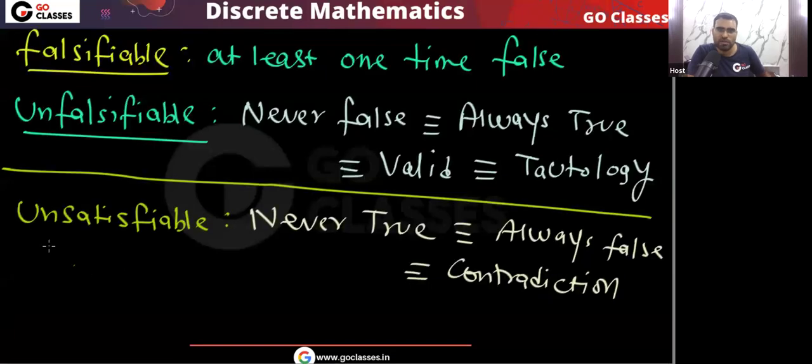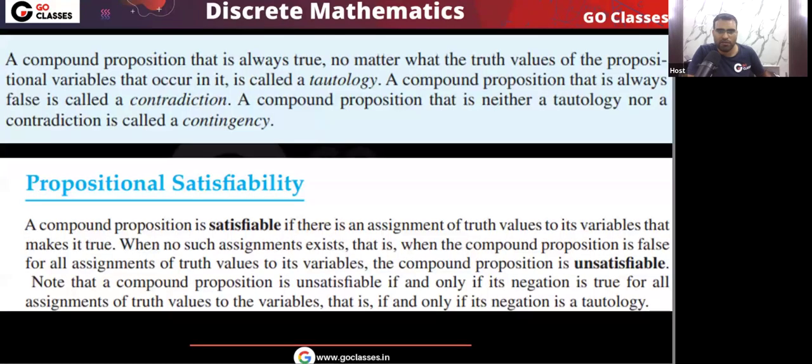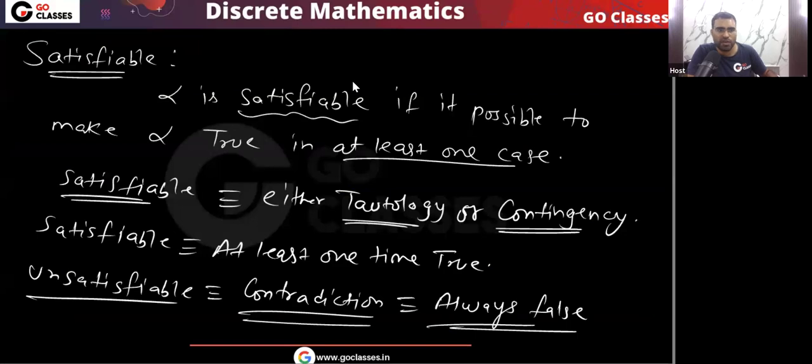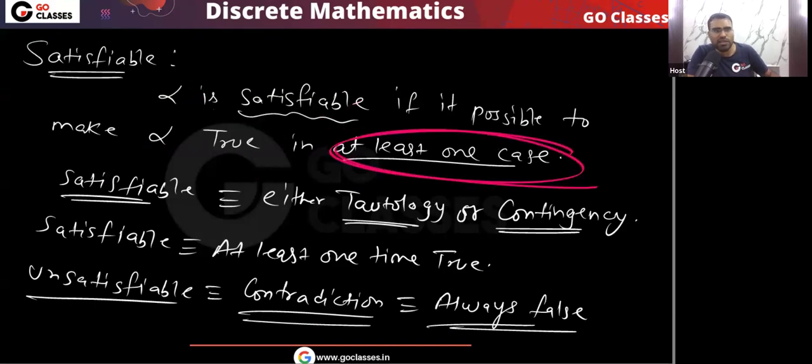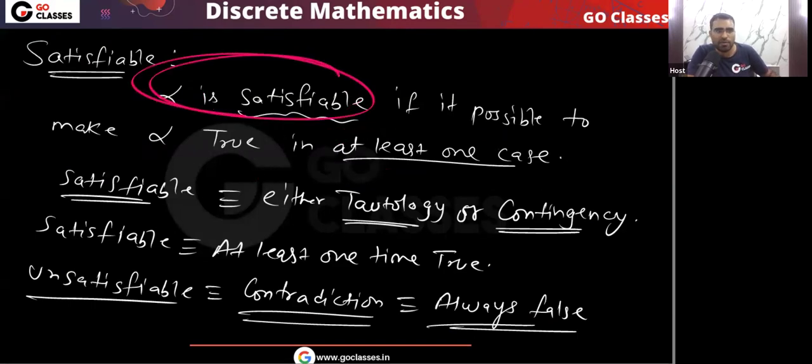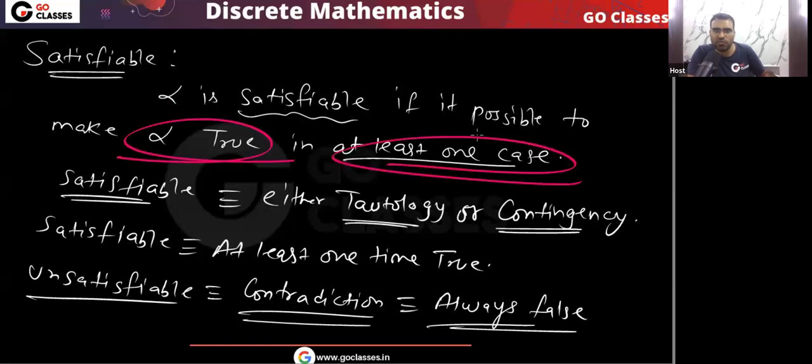Yes or no? Is this clear to everyone? All these points, are they clear? Let me know. So these are the definitions. I hope everything is clear. When alpha is satisfiable, what does that mean? It means you can satisfy it, sometimes it is true. Alpha is satisfiable if it is true in at least one case.